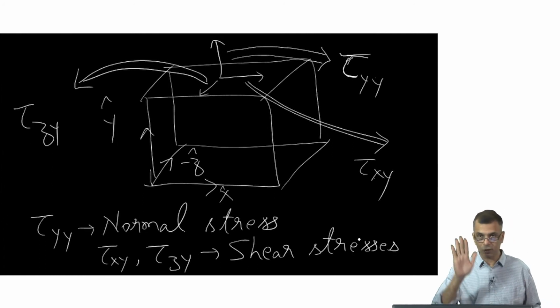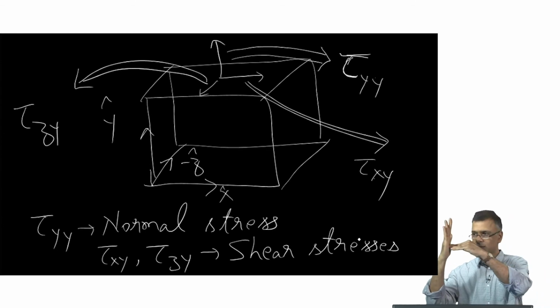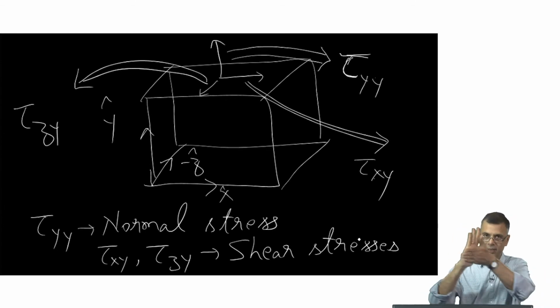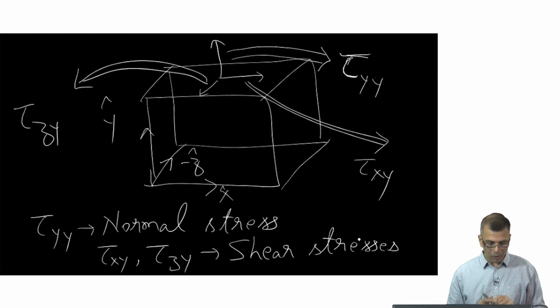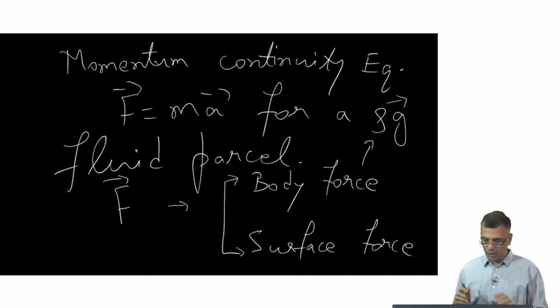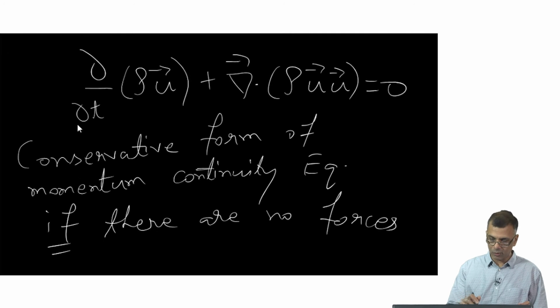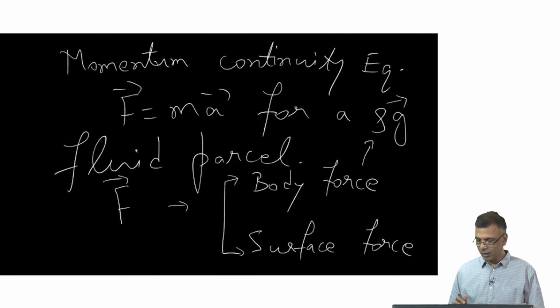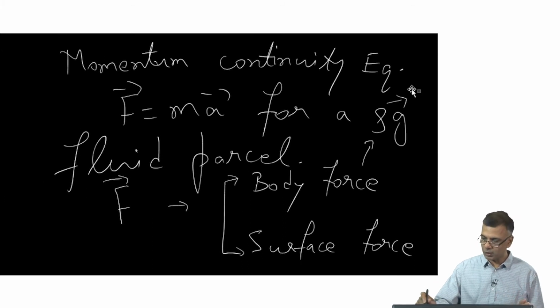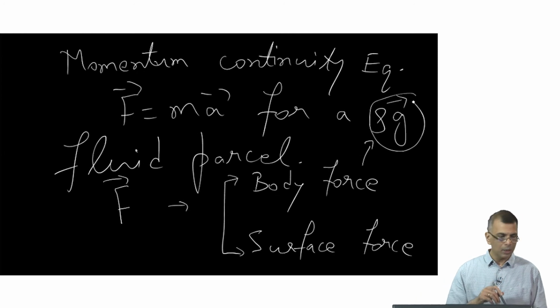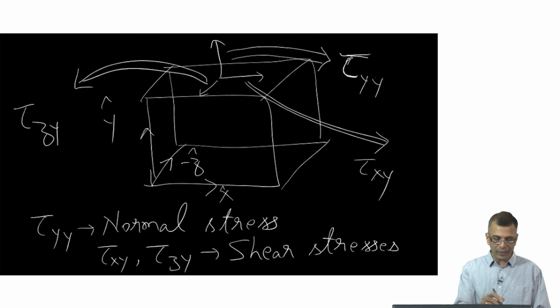If you think of a surface like this, that would be a normal stress, whereas this and this are shear stresses. That's what these are. The reason we brought this up is because when you write F equals ma, this is ma, but what is F? You can have two kinds of F. You can have a surface force, which is what we just talked about, and you can have a body force, which is this.